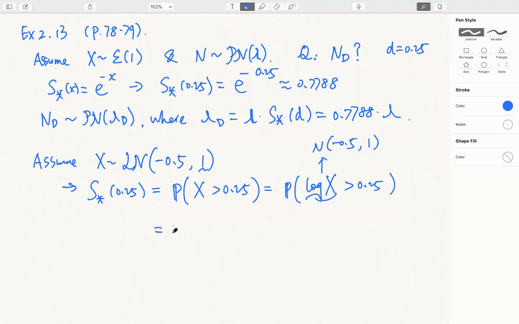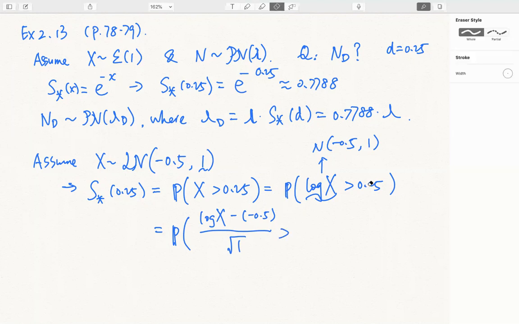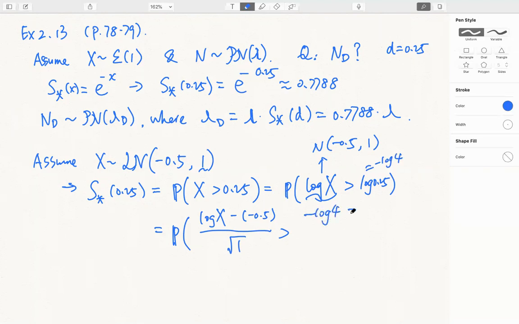Obviously the next step is to do standardization: minus the mean, divided by the standard deviation. Although it's the same as 1, I write it here just to make sure. Of course, I need to apply log on this side as well. If you want, you can write this as negative log of 4. So negative log of 4 plus 0.1, divided by 1. From here, this is a standard normal, which follows a normal distribution with 0, 1.